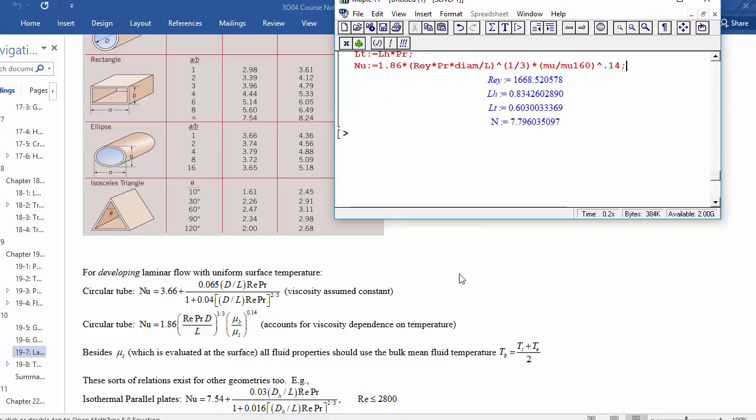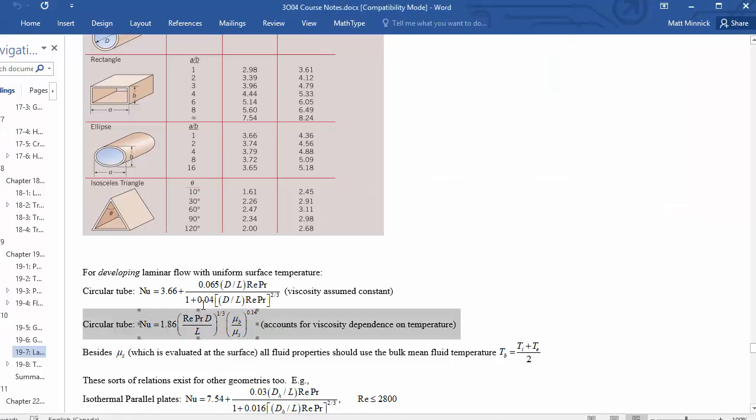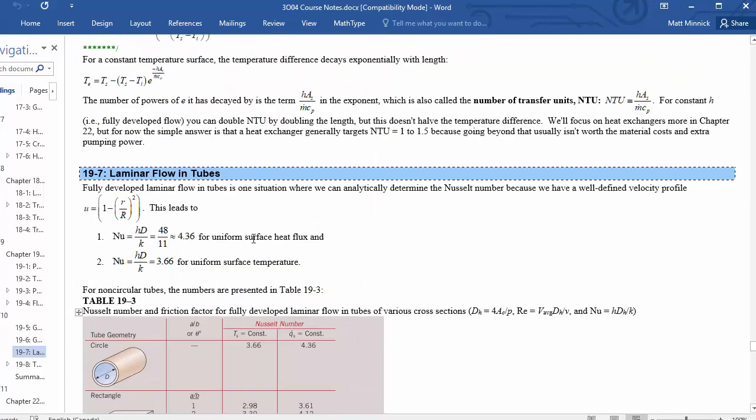Okay, 7.796, and notice that that is actually a lot higher than we would have gotten for the fully developed one, 3.66, and that makes sense. You'd expect the Nusselt number to be higher if we're still in developing flow, because we have shorter distances from the higher temperature in the free stream region near the center compared to the walls. So sharper gradients at the walls, more convection.